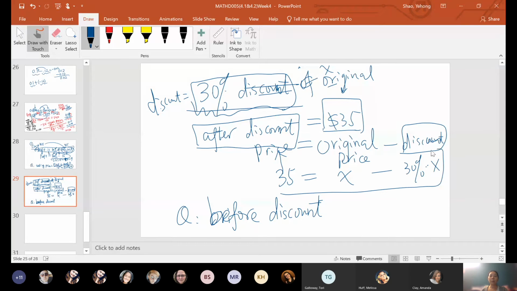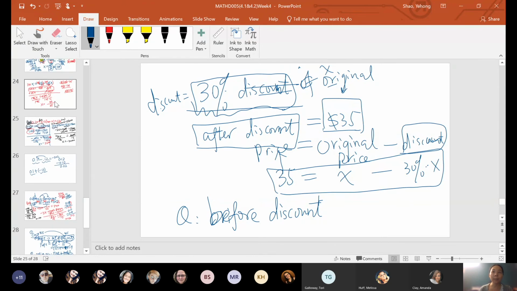So now you end up with an equation that you have to solve for X. This is similar to the equation that I gave you before. We solved one before, like this one.